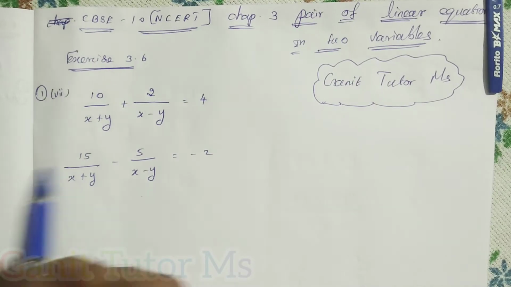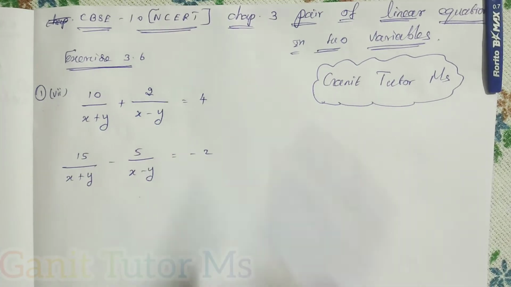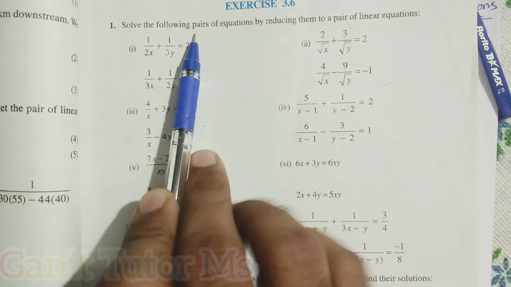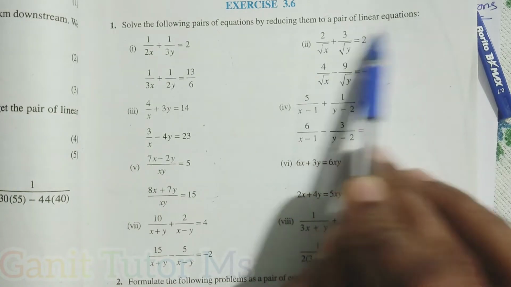In this video, I'm going to solve exercise 3.6, first problem, subdivision number 7, chapter 3, 10th standard. Clear? Actually, what is given in this problem? Solve the following pair of equations by reducing them to a pair of linear equations.